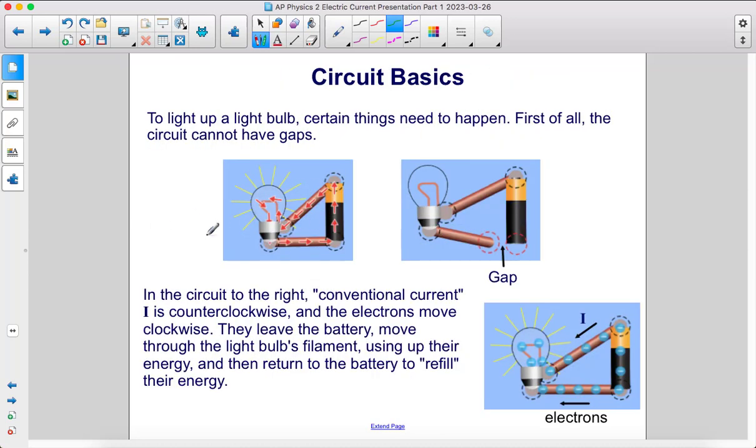To light up a light bulb, certain things need to happen. First of all, the circuit cannot have gaps. So here is a gap. And these are all, by the way, pictures from a PhET simulation. In the circuit to the right, conventional current is moving counterclockwise out of the positive end of the battery this way. The electrons are actually moving the other way, out of the negative terminal through the light bulb and back into the positive terminal. So these electrons leave the battery, they move through the light bulb's filament, using up their energy, and then they return to the battery to refill their energy.